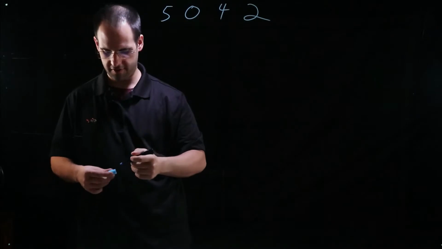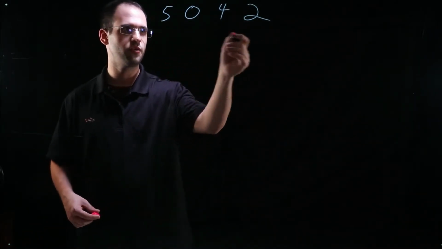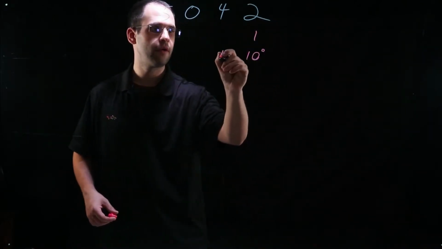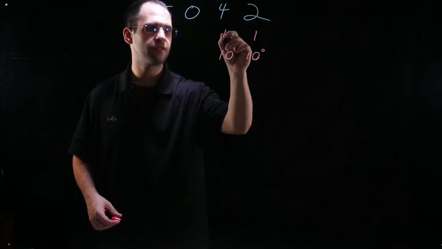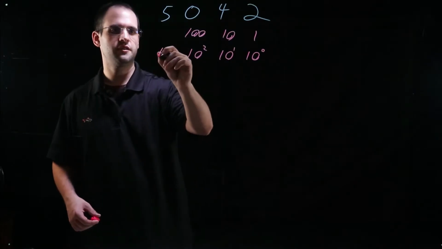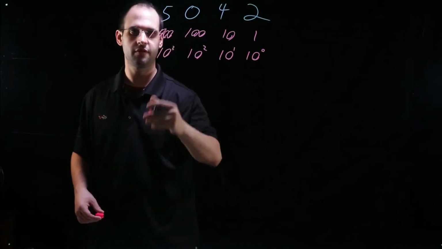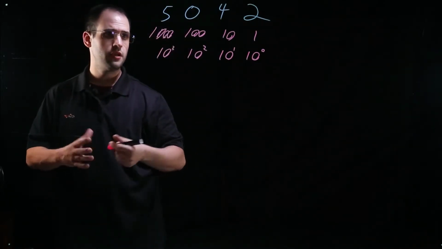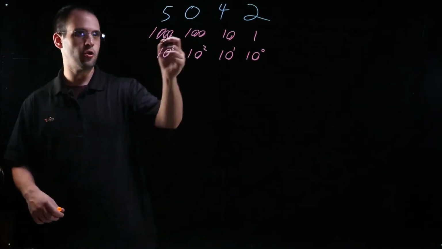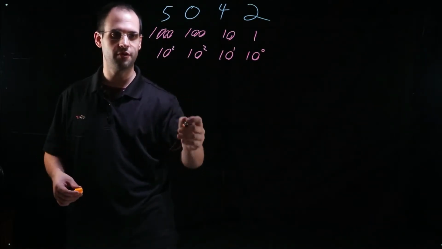So this 5 is in the... sorry, we'll go through the positions here. 10 raised to the 0th power is 1, 10 to the 1st power is 10, 10 to the 2nd power is 100, and 10 to the 3rd power is 1,000. Now we can take these and work backwards based on these positional values and actually rederive the number, if you will.